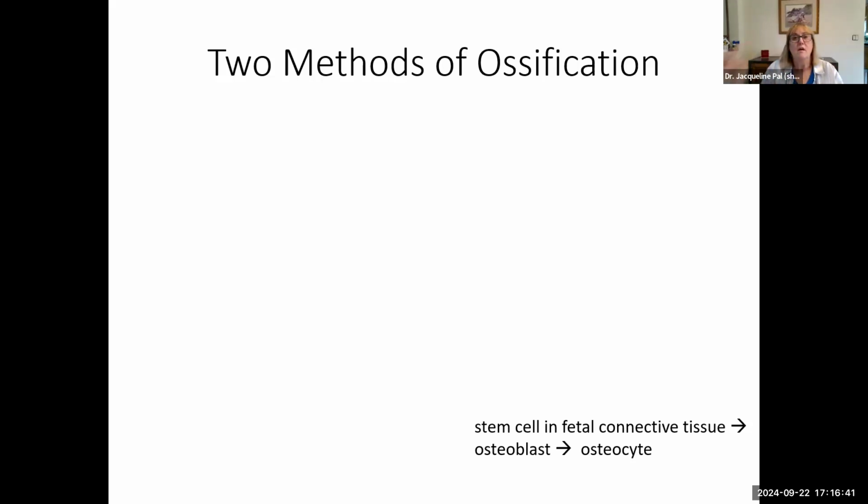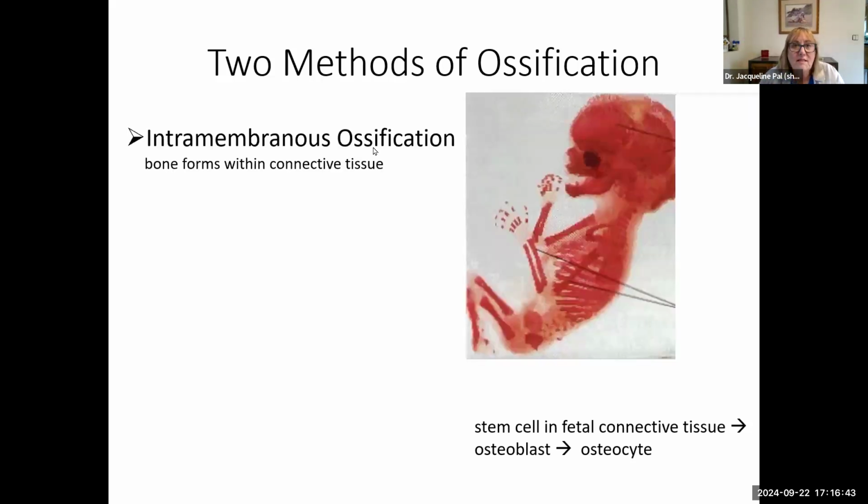Okay. So the first type of ossification is called intramembranous ossification. So look at that name. Intra meaning inside, membranous, inside a membrane. So this is when bone is going to form within a connective tissue membrane.